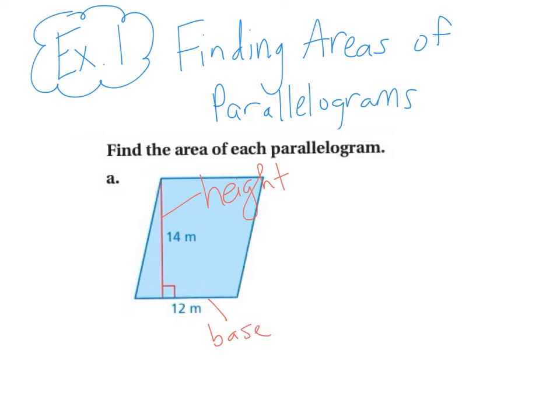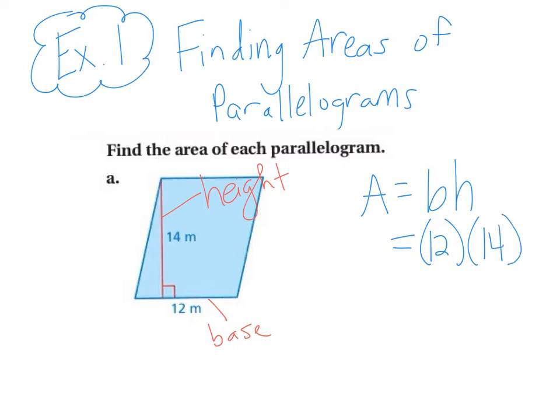And then we'll just use the formula. Capital A for area is equal to base times height, and then we're going to fill in with our numbers. So our base here was 12 meters and our height was 14 meters, and you'll notice I'm not putting the label in there right now. We'll do that at the end. And then do your side math, calculate 12 times 14. In this case it ends up being 168.